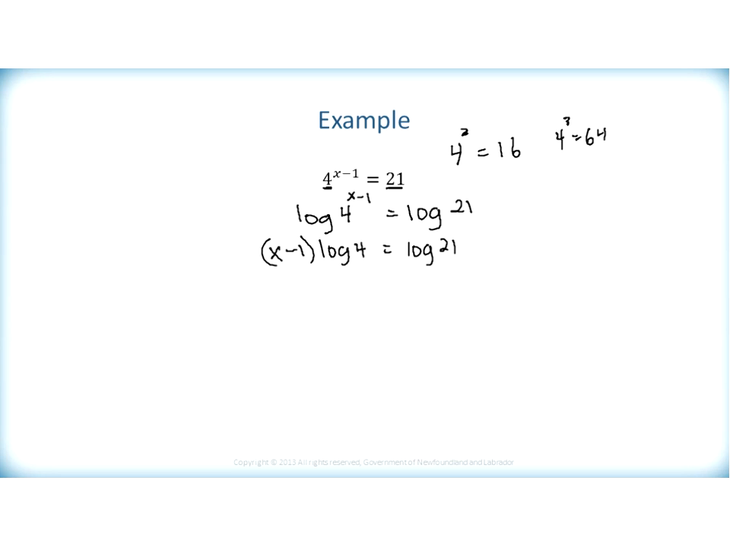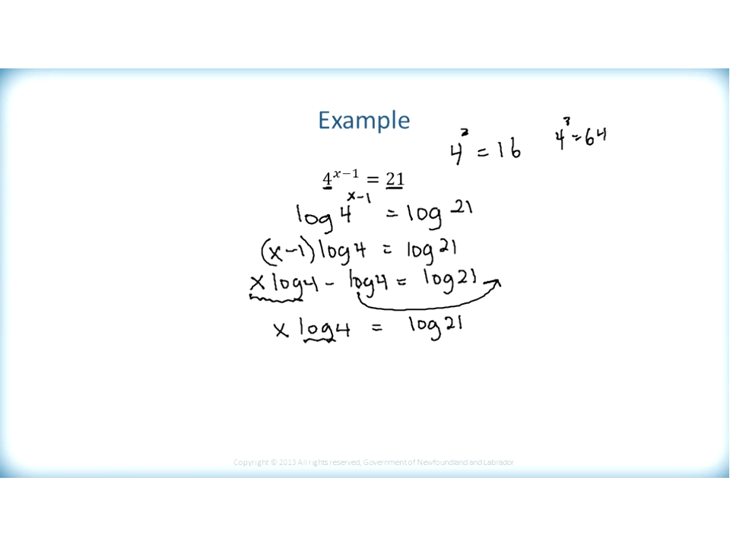Here now, we can use the distributive property. We can have x times log 4 subtract 1 times log 4, and that will give us log 21. Now we're going to leave the term with the variable here, and we're going to move this one to the other side of the equation. That will give us x log 4, which will be equal to log 21 plus log 4.